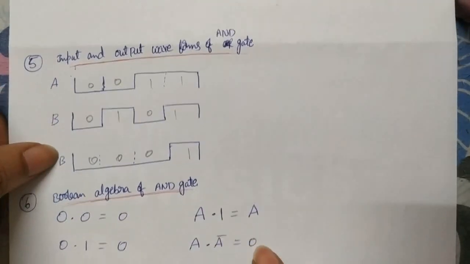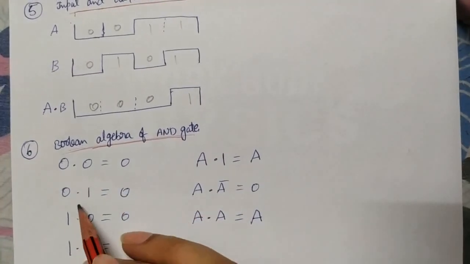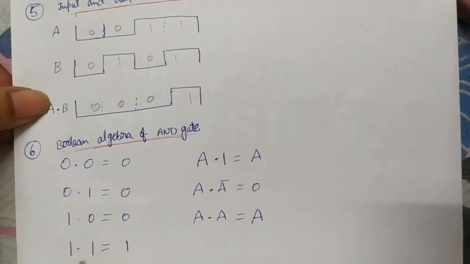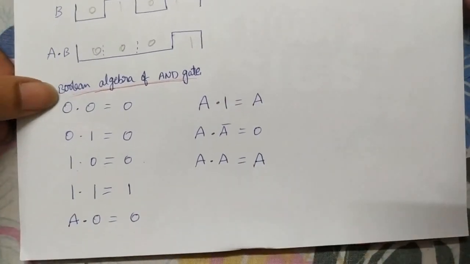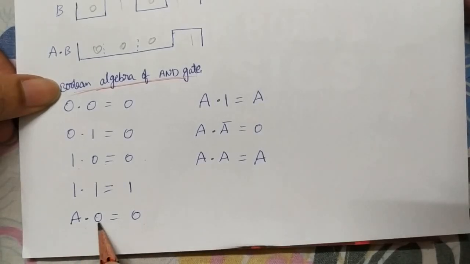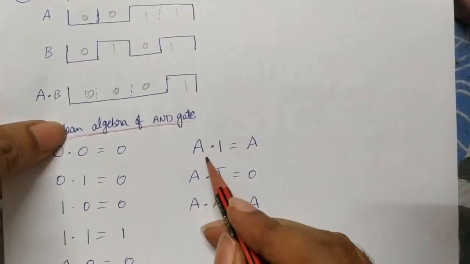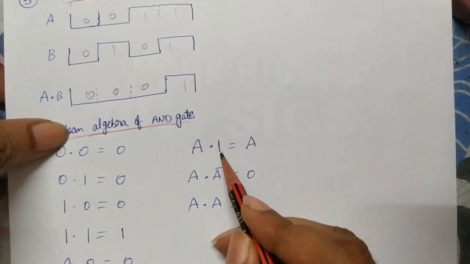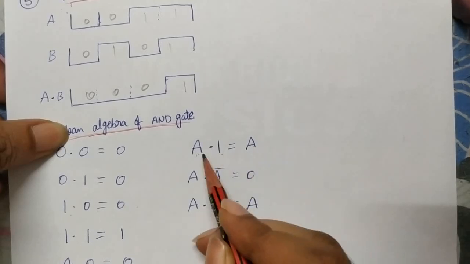Now we'll see Boolean algebra for the AND gate. So 0 0 means 0, 0 1 means 0, 1 0 means 0, 1 1 means 1 only. So here, A dot 0, what do you get? Always 0 only. Why? Because if one of them is 0, then you get 0 only. Now A dot 1, of course this is 1. If A is also 1, then you get 1. If A is 0, you get 0.